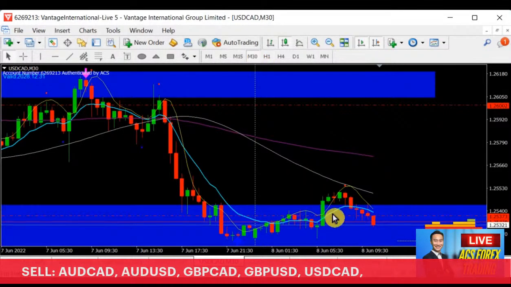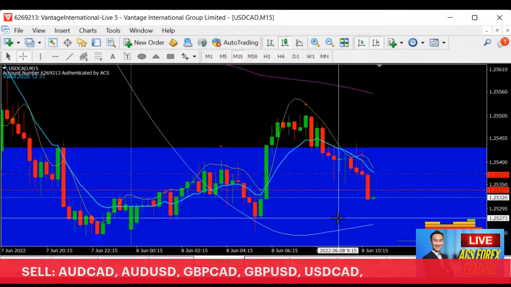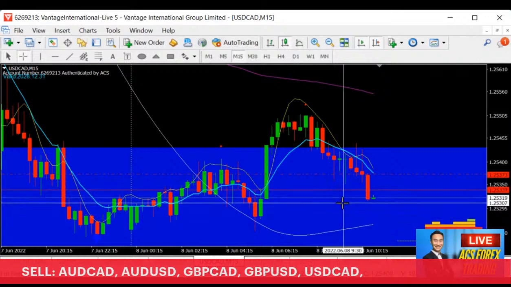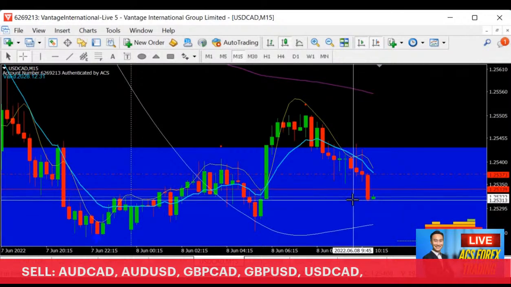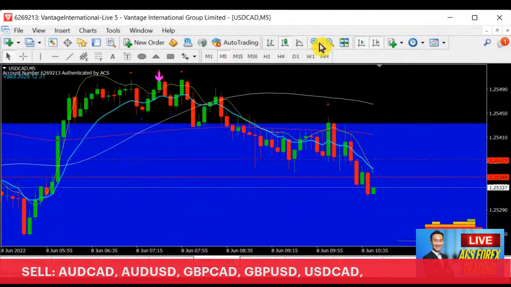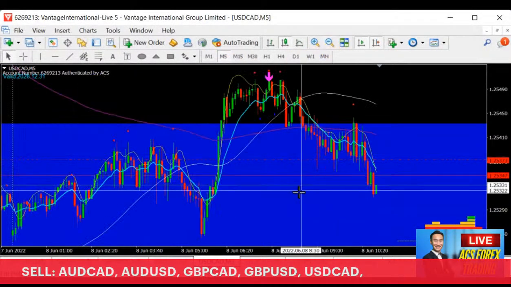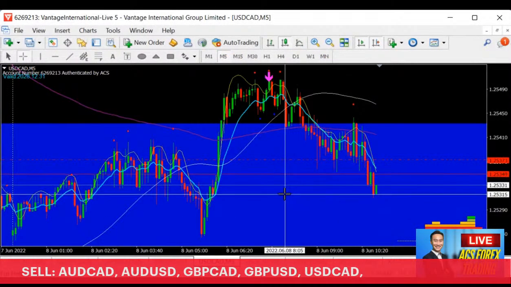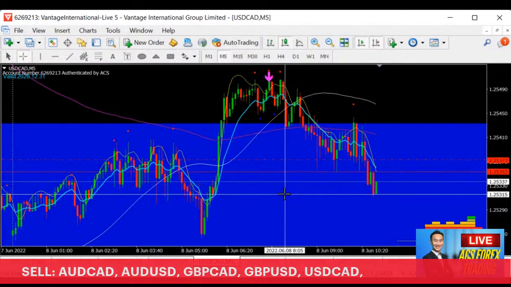M30, we are still good. There's a support here as well from earlier on, and now it's still testing on it. M15, it should be okay. It should be here. So this is the lower week. M5, what is going on? Okay, this is the one. This is one of the minor supports in the whole trend.